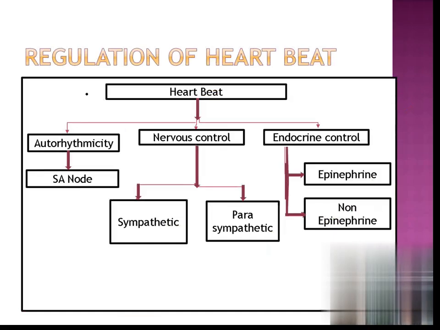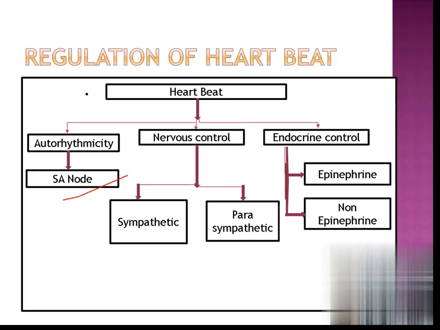Then coming to the regulation of heartbeat, how is the heartbeat controlled? Basically, the first one is autorhythmicity, that is from the SA node. Autorhythmicity means the heart has its own rhythmicity; it can produce its own action potential. It has its own natural pacemaker, that is the sinoatrial node.